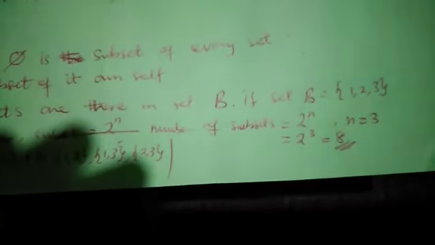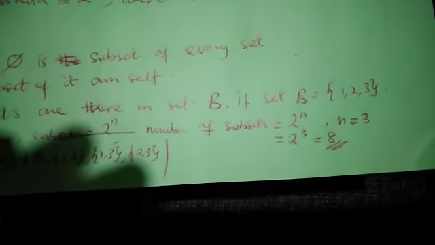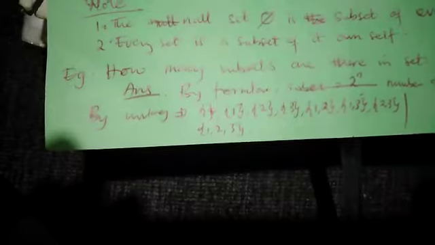So for set B, when we count its members, you have 1, 2, 3. So the total members in set B are 3. So n equals 3. Substituting n equals 3 into the equation, 2 to the power 3 will give us 8, meaning set B will have 8 possible subsets. So let's check by calculation, or working.